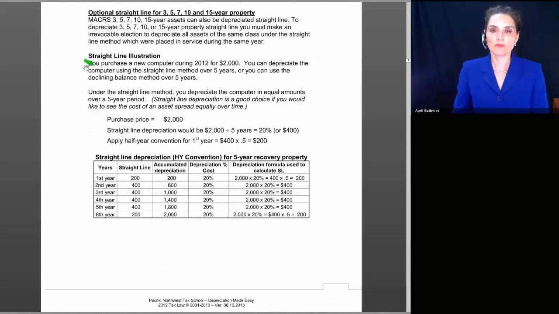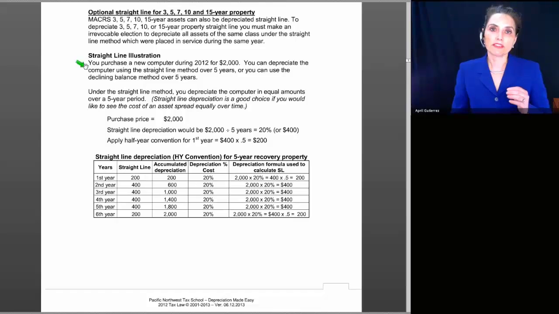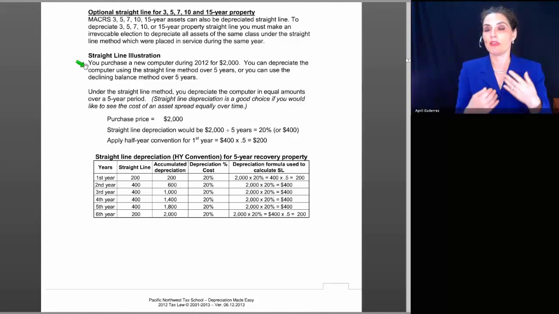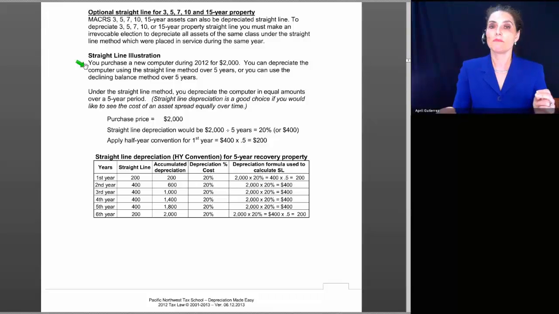And here's an illustration of what I mean by that. Remember when we looked at the MACRS tables at the end, or the depreciation class lives tables at the very end of this manual, and they come out of publication 946, and I was showing you class lives of assets? If you make an election to treat one asset in a particular class under the straight line method, then any other asset you place in service in that same year that belongs to that same class must also be depreciated straight line.